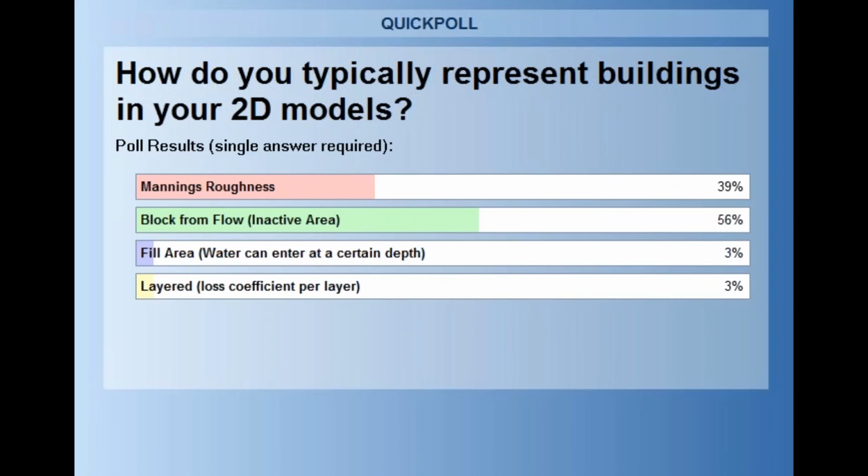It looks like the inactive area is the most common way folks represent buildings in their 2D models, with Manning's roughness a close second. All right, thank you so much. That was very interesting to find out.